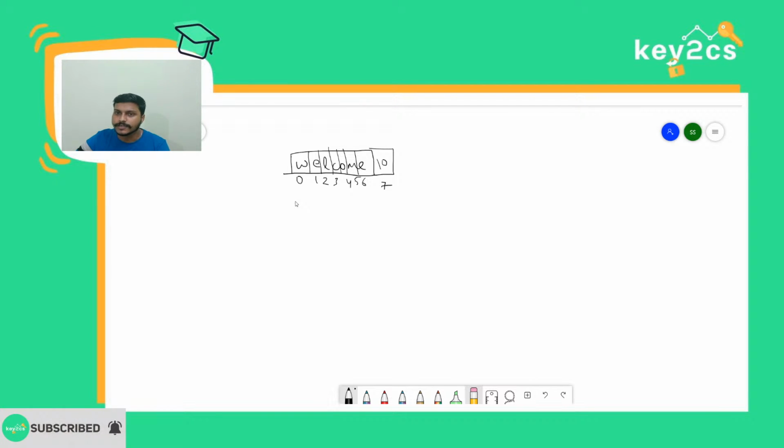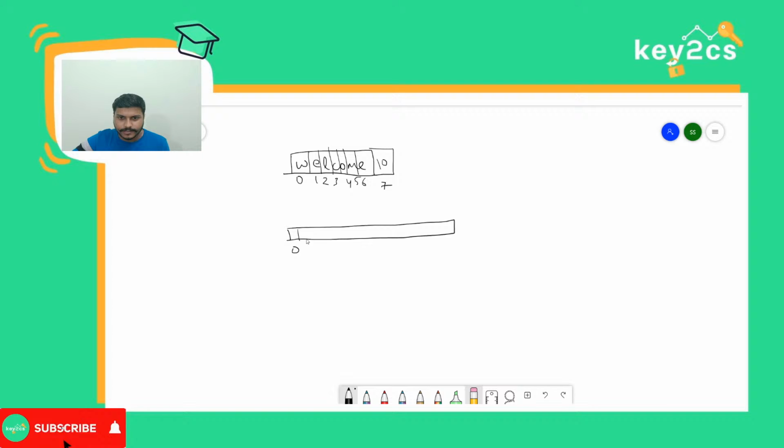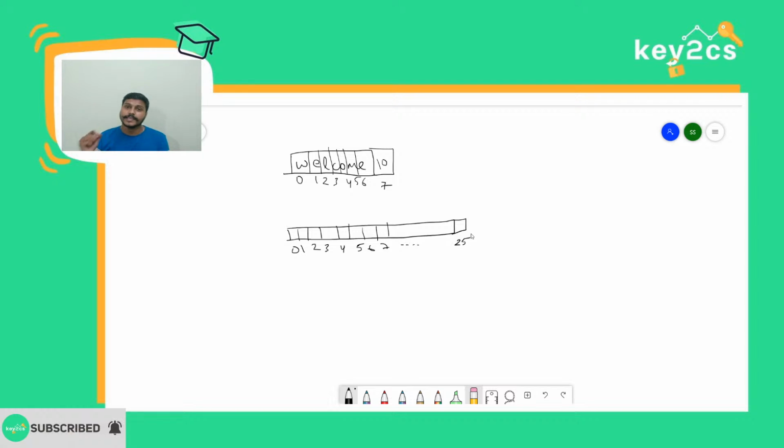So the first question was checking for pangram, whether it contains all the alphabets. As you can see here clearly, it doesn't contain all the alphabets. So how would we check? See this simple logic that I'm saying. We would take one more array, indices 0, 1, 2, 3, 4, 5, 6, 7, and so on up to 25. So we will take an array of 26 elements.